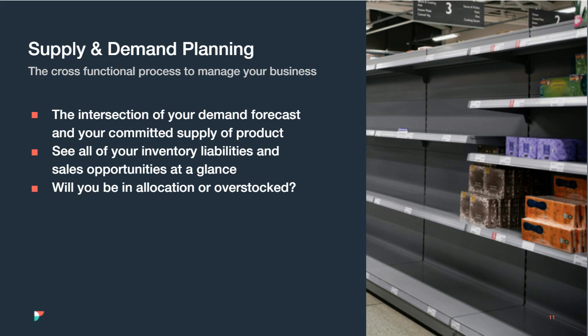And if you're on allocation, what do you do about it? Who gets product? Those kinds of decisions are very impactful for the business. If you're shipping to a brick and mortar retailer and you short them on committed product, they might very well throw you out. So the decisions are high stakes. Supply and demand planning gives you the whole picture for your business in one place. Jeet, could you add to that?